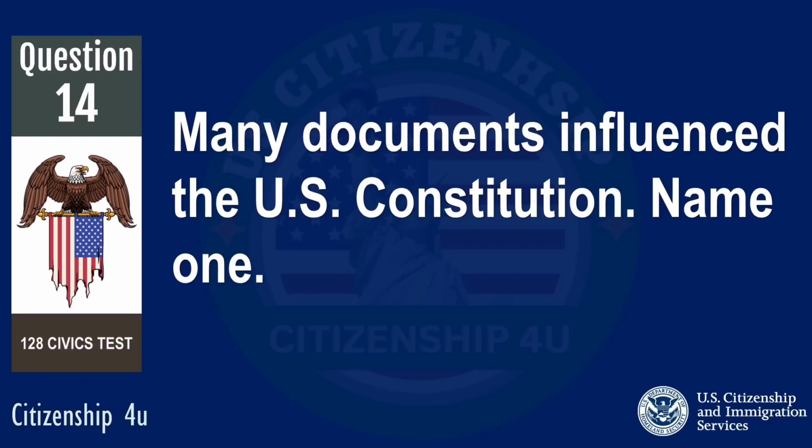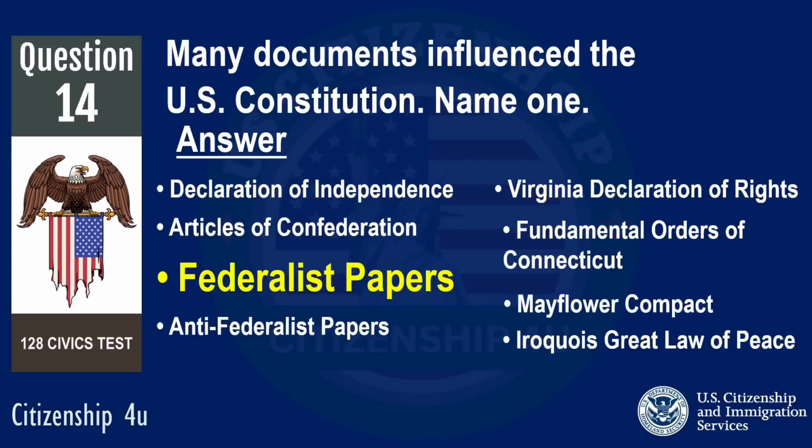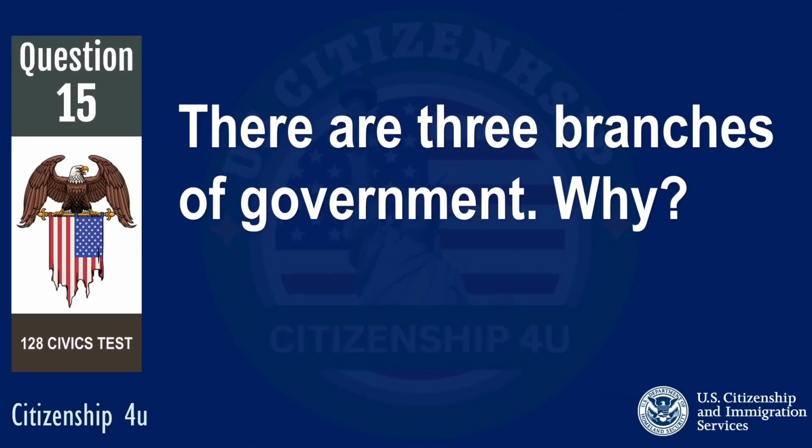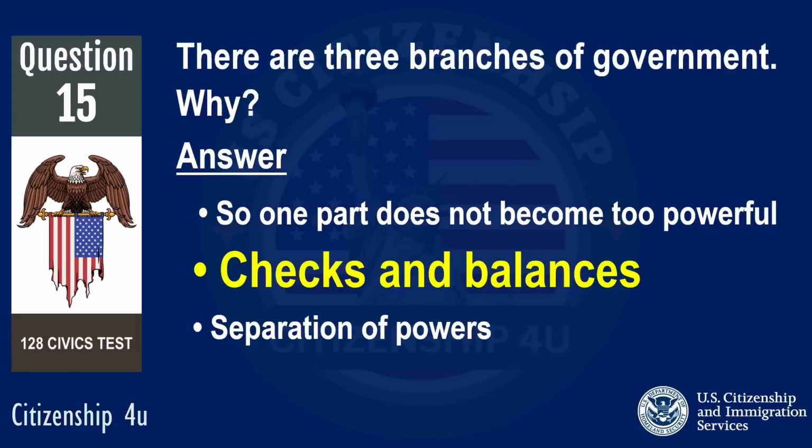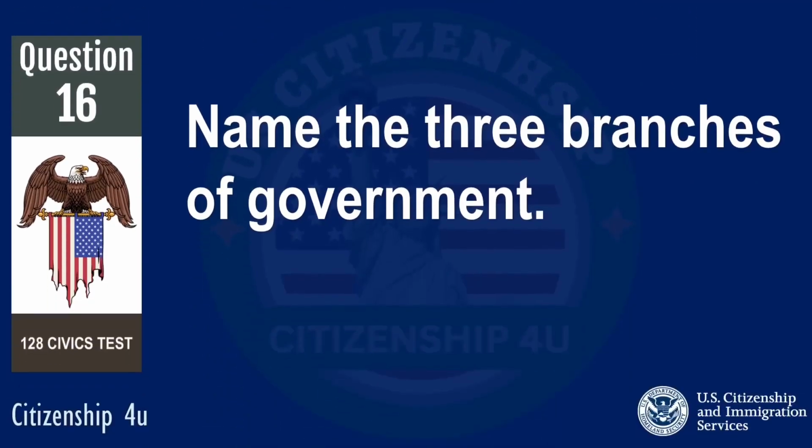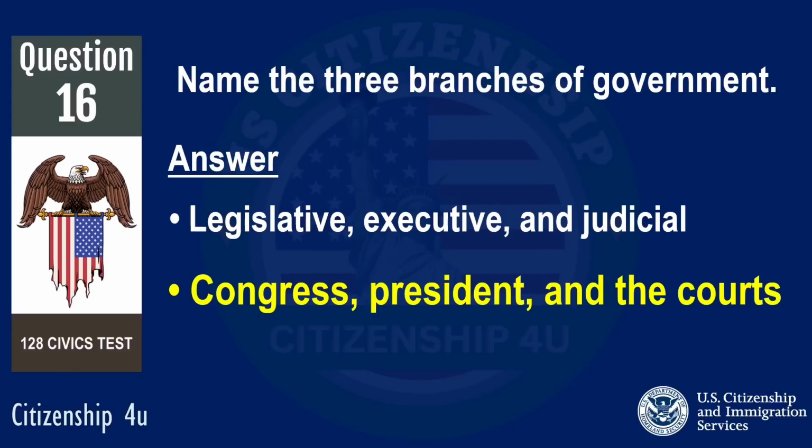Many documents influenced the U.S. Constitution. Name one. Federalist Papers. There are 3 branches of government. Why? Checks and balances. Name the 3 branches of government. Congress, President, and the courts.